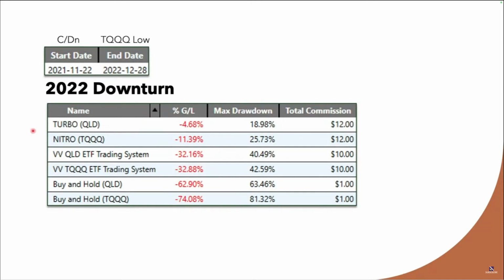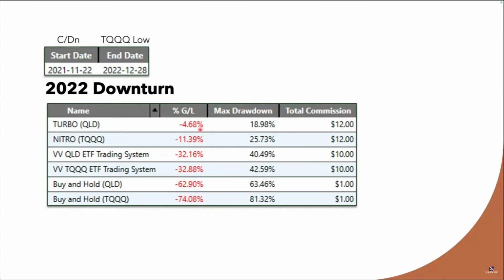So the 2022 downturn, I just wanted to show you what happened just in that year, and then we'll look at the recovery, because it was a hard year, right? But Turbo, through the few trades that it had, 6 total buys, it only lost 5% compared to going down to buy and hold, where it was down over 60%. And then Nitro lost because it moves faster. It lost about 11 or 12%, same number of trades, but it was a 74% loss for buy and hold.